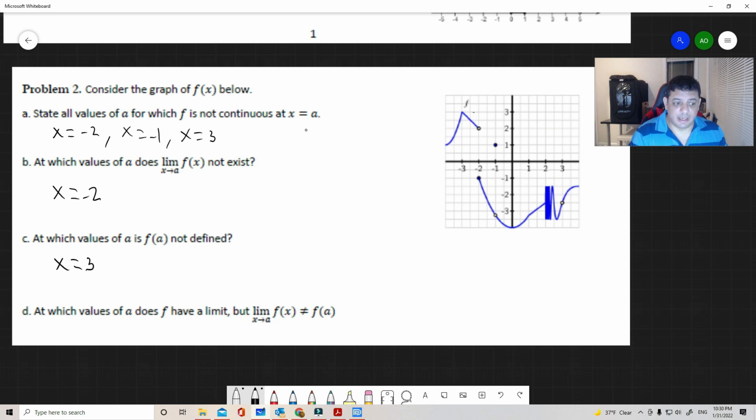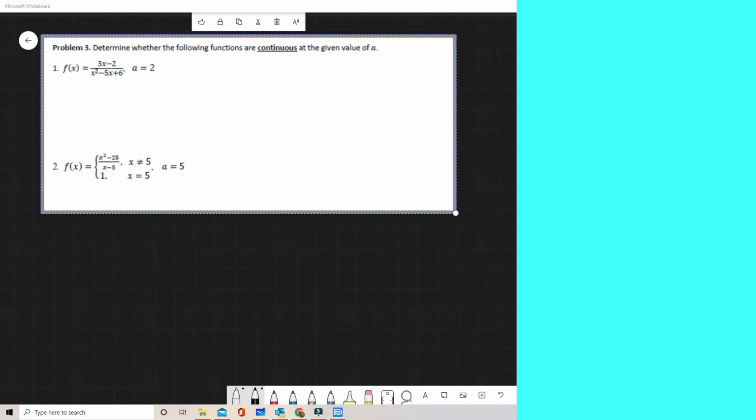Now, D: at which values of a does f have a limit, but the limit is different from f of a? In this case, we can count x equals minus 1, since clearly the limit exists in there, but it's different from the definition. Also, we can talk about x equals 3, because the limit exists in there, but f of a does not exist. Okay, so these are some graphical examples of continuity.